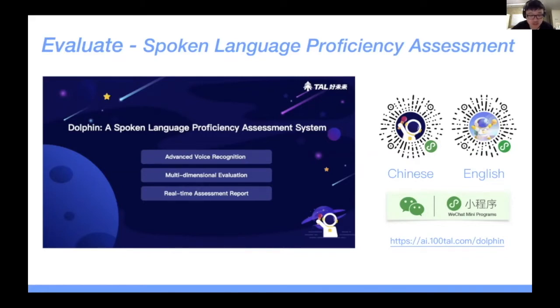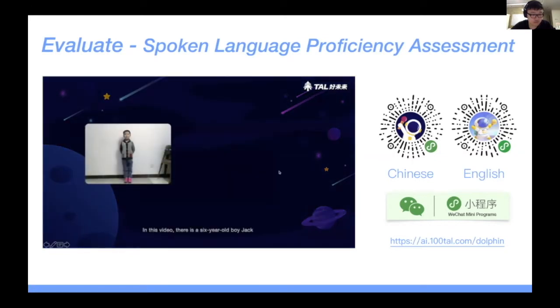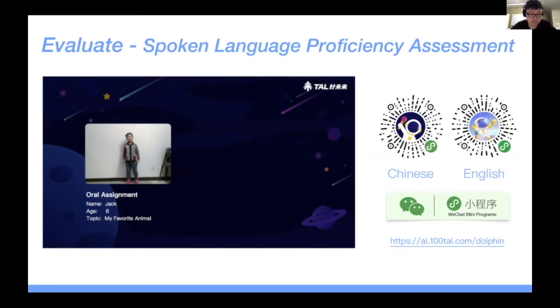So here is the introductions. In this video, we will introduce you to Dolphin, a spoken language proficiency assessment system for elementary education. The system utilizes advanced voice recognition, evaluates a speech from multiple dimensions, and provides assessment reports in real time. In this video, there is a 6-year-old boy, Jack, who does his oral assignments by talking about his favorite animals. There are tens of thousands of such assignments to be graded each day.